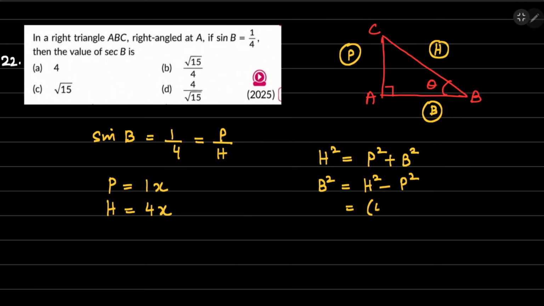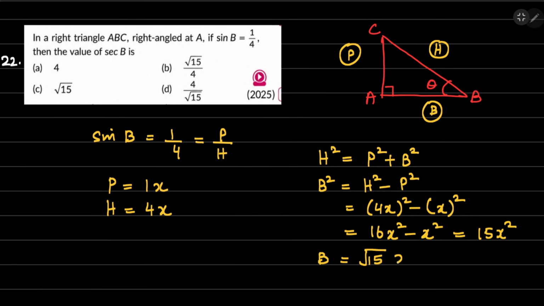Right? What is h? 4x the whole square minus x the whole square. So this is nothing but 16x square minus x square, which is 15x square. So what is your base? Base will be equal to root 15x. So I know now all my three sides. Perpendicular length is 1x, hypotenuse is 4x and base is root 15x.